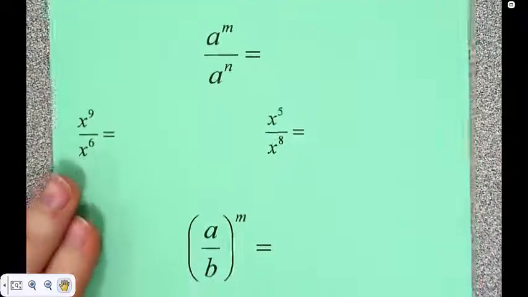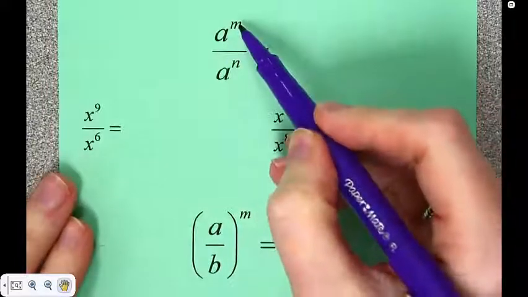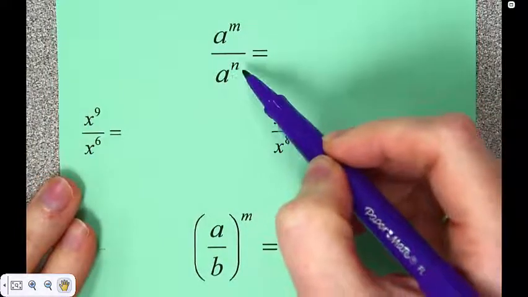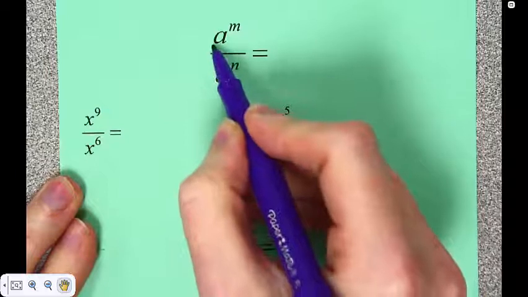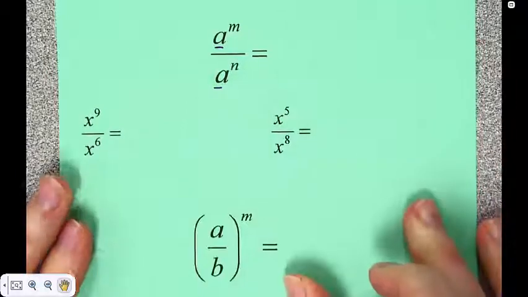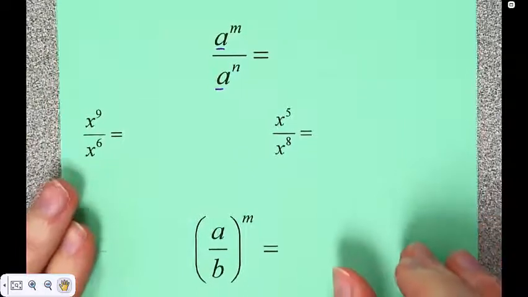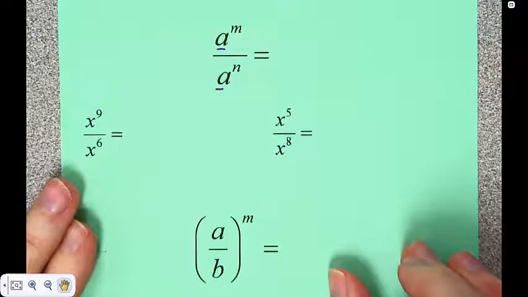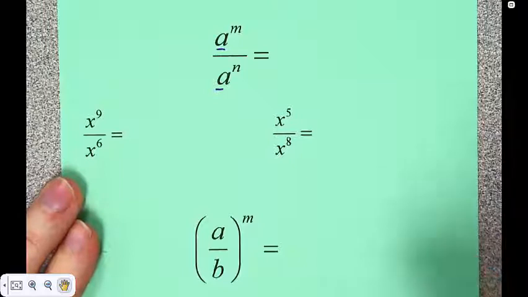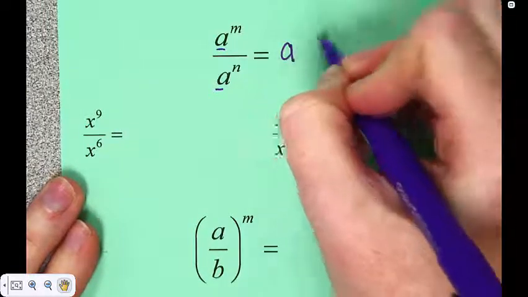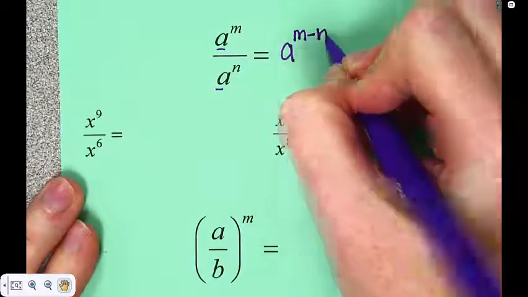We have a to the m divided by a to the n. Notice that our bases are both a's, so therefore we can perform our property. And what we do for division is we're going to do the opposite operation of multiplication. So yesterday when we were talking about multiplying exponents, we would add together the exponents. Well, for division, we're actually going to subtract the exponents.